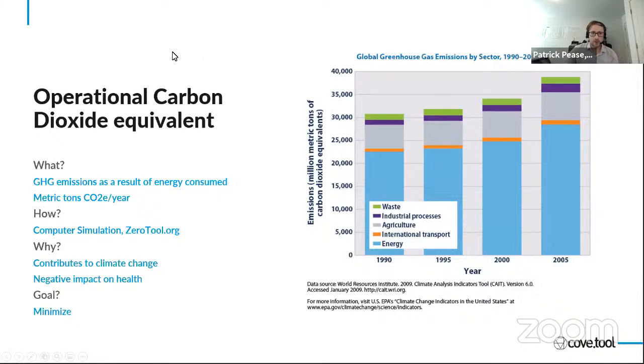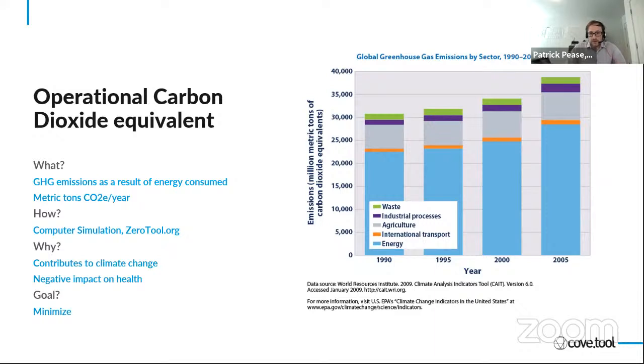The last two are around carbon. So getting back to our emissions. Operational carbon is our greenhouse gas emissions from the energy we consume on the site. It's going to be CO2e, which is CO2 equivalent, not emissions, as sometimes is mistaken. And it's typically in metric tons or kilograms. And again, you can calculate this through a computer simulation, like a building energy model, or there are various tools out there like the Zero tool or other automated tools that can do this for us.